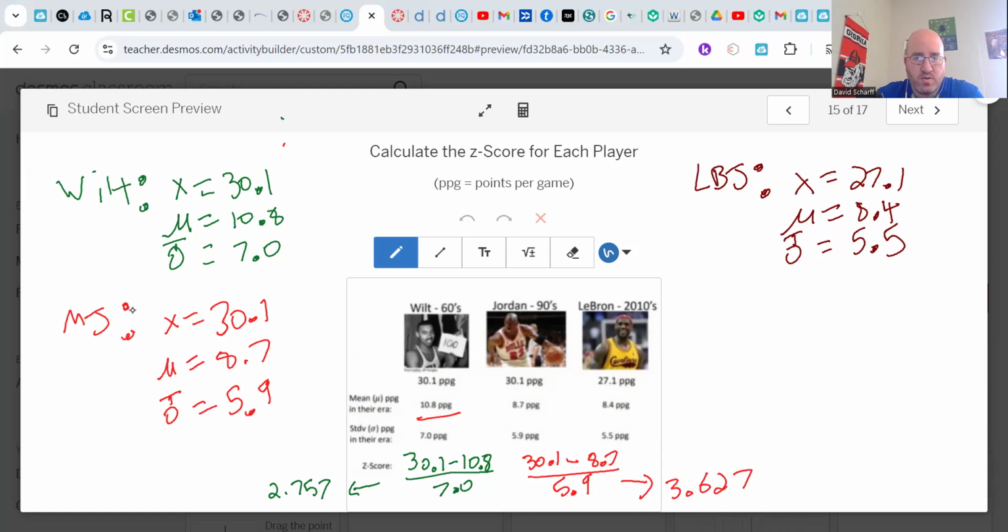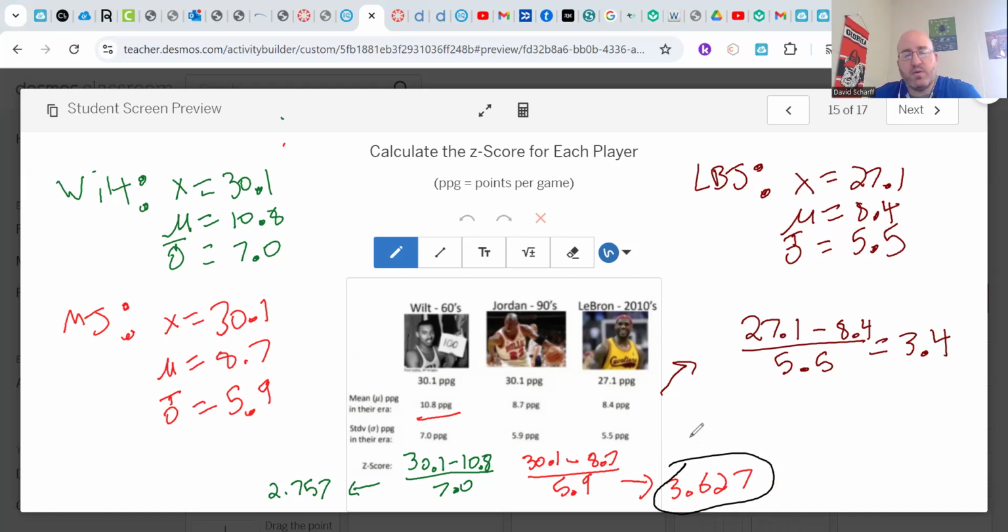And then LeBron, we do his, you got 27.1 minus 8.4 divided by 5.5. And this one, I believe you get right at 3.4, if I remember correctly. Yes. All right. So the highest Z-score belonged to Michael Jordan. So that proves what my personal argument would be, that he is the greatest player of all time. He is better than LeBron. He is better than Kobe. He is better than everybody else. That is a personal opinion, but my opinion is correct.